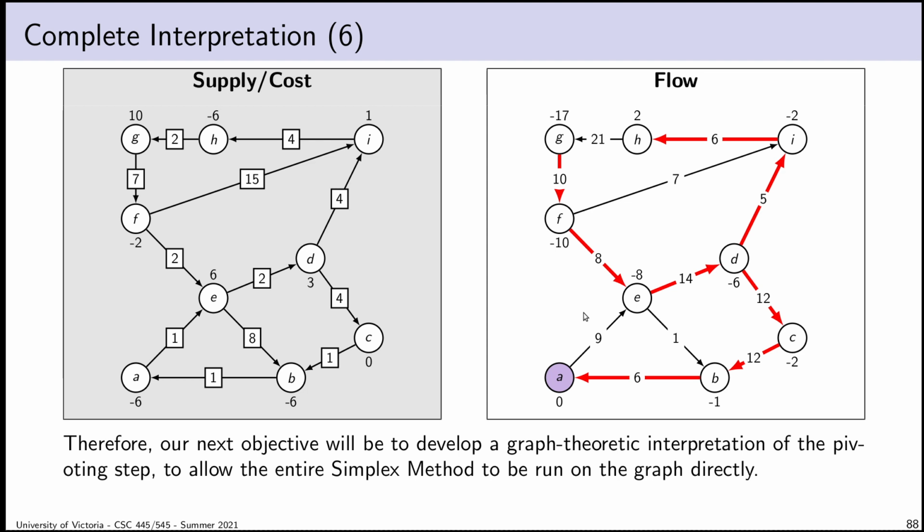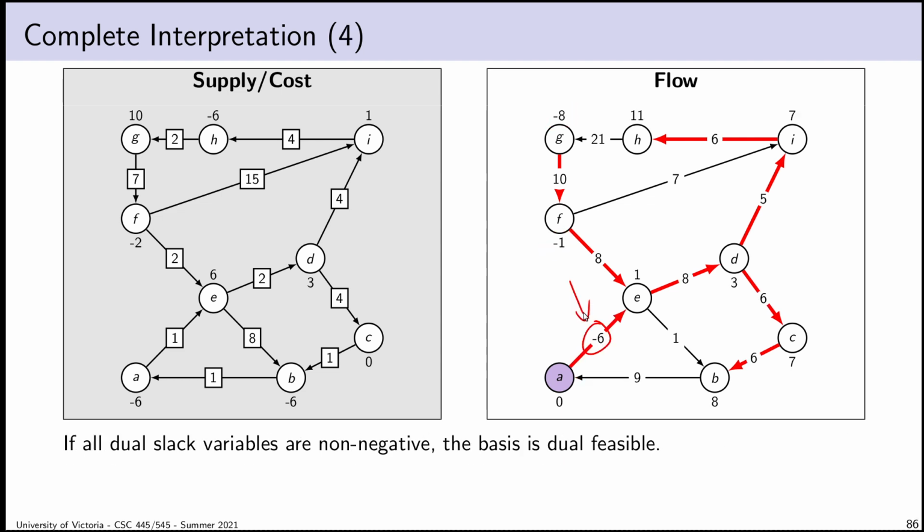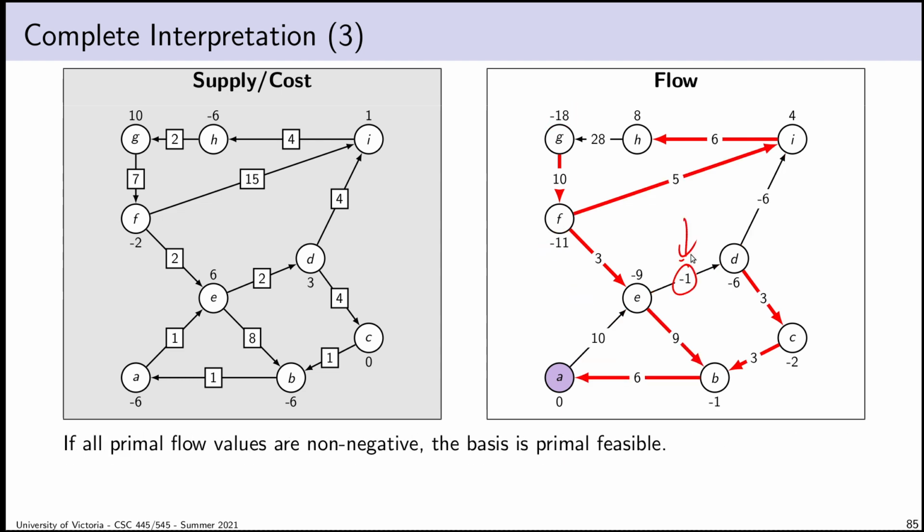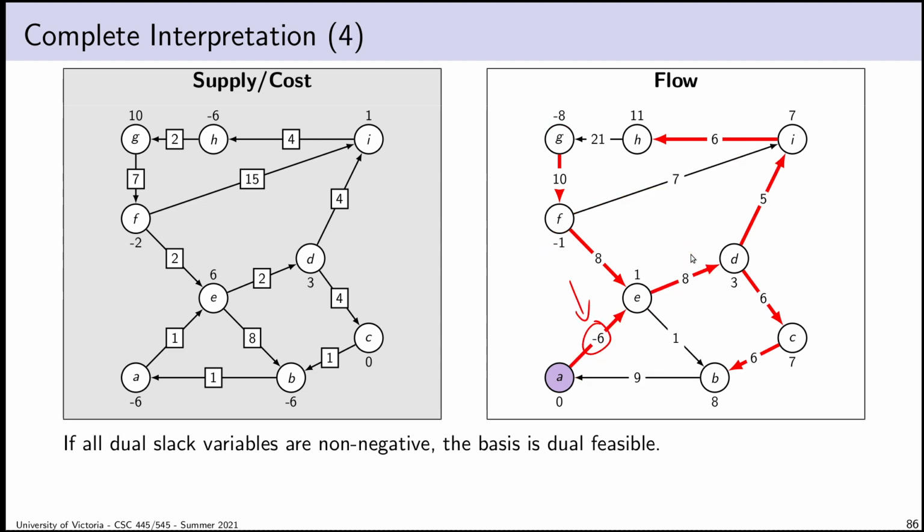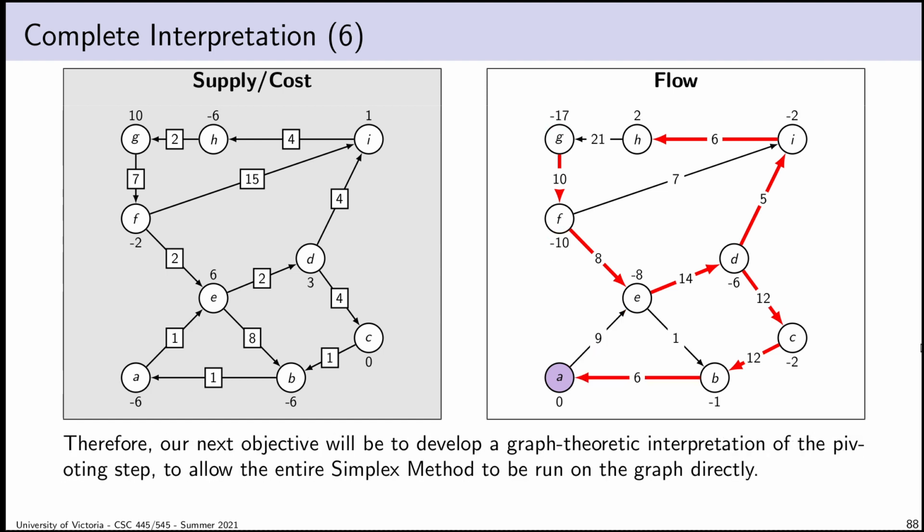pivoting. And so the next two lectures will talk about pivoting in the primal sense. So a primal pivot would be choosing a dual infeasible arc and bringing it into the basis. And in the lecture after that, we'll talk about dual pivots, which is choosing a primal infeasible arc and removing it from the basis. And by the time we're done talking about that, we will have derived the entire simplex method strictly in graph theoretic terms.